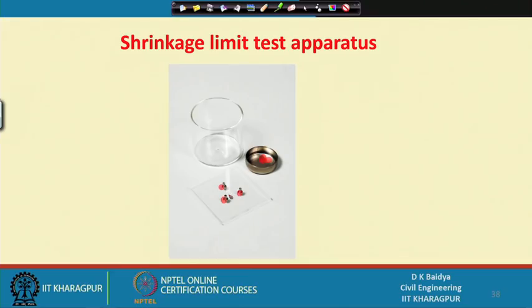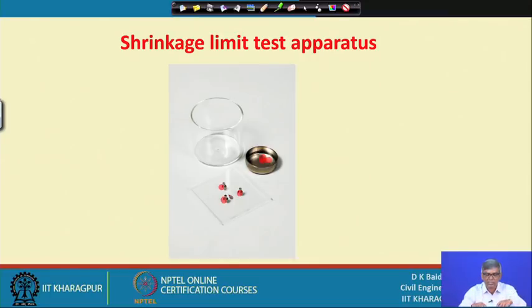In mercury displacement, a container of definite volume is filled up with mercury, and then this dry soil sample is kept on it. This plate has 3 pins, which touch the soil sample and force it to immerse in the mercury.